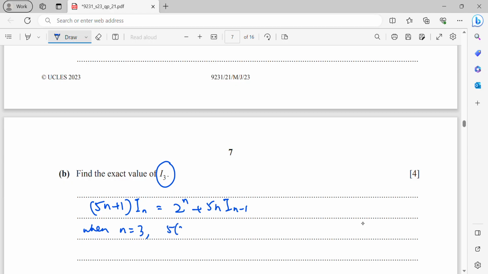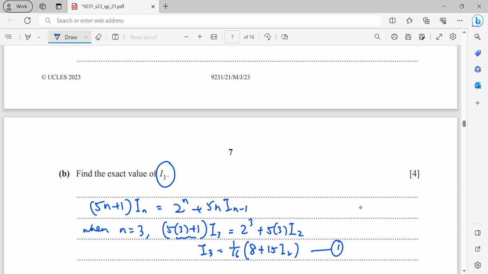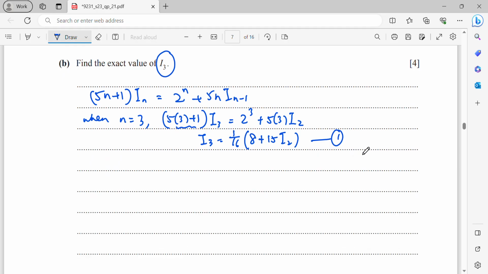So now 5 times 3 plus 1 multiplied with I_3, it will be 2 cubed plus 5 bracket 3 I_2, because your n is 3. 3 minus 1 is 2. So from here, my I_3 is, here, it will be 15 plus 1, which is 16. So I move down this 16, it becomes 1 over 16. 2 to the power 3 is 8 plus 15 I_2. I let this be the first equation. So it means that in order to get I_3, I need I_2. So now I will replace the formula, this formula, the n by 2.